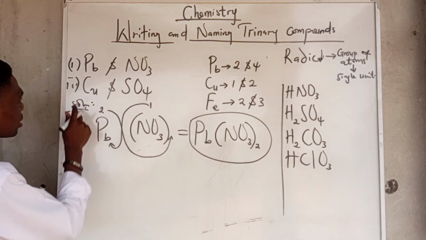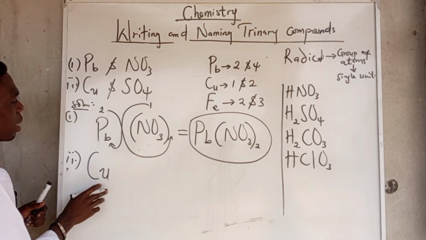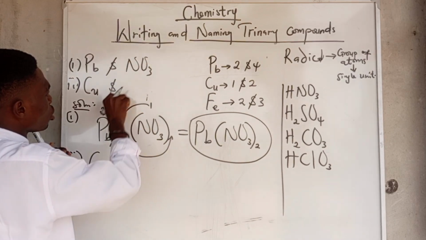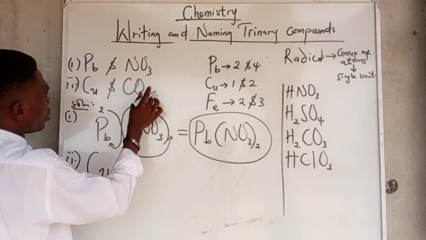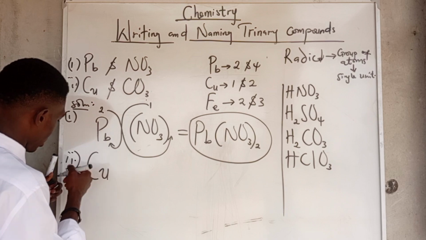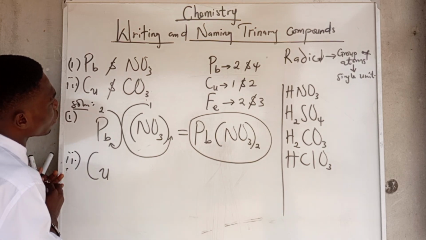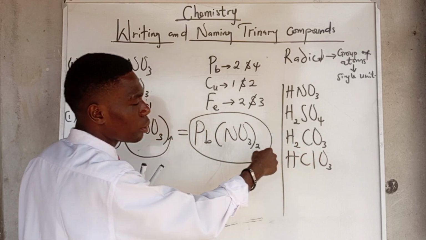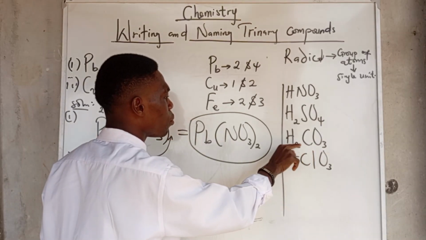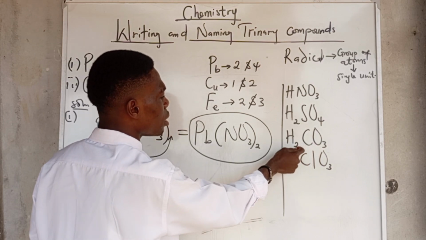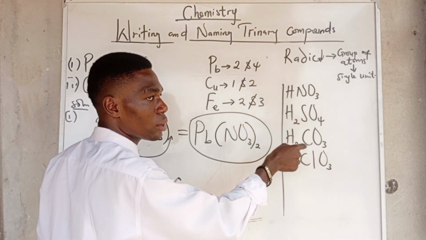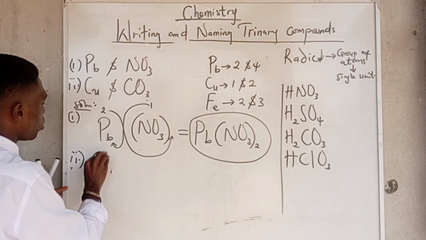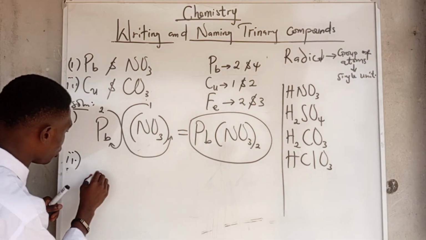So the next thing is copper. Let's look at copper, Cu, and then let me not use SO4. Let's use CO3 for copper. All right, copper and CO3. Now we know that this CO3, what would be the possible valency of CO3? Because the subscript of hydrogen from whence this CO3 is coming from is 2, that goes to tell us that the valency of CO3 will be 2. Are we together now? And so we're going to be using the valency of copper, which is 2 as well.